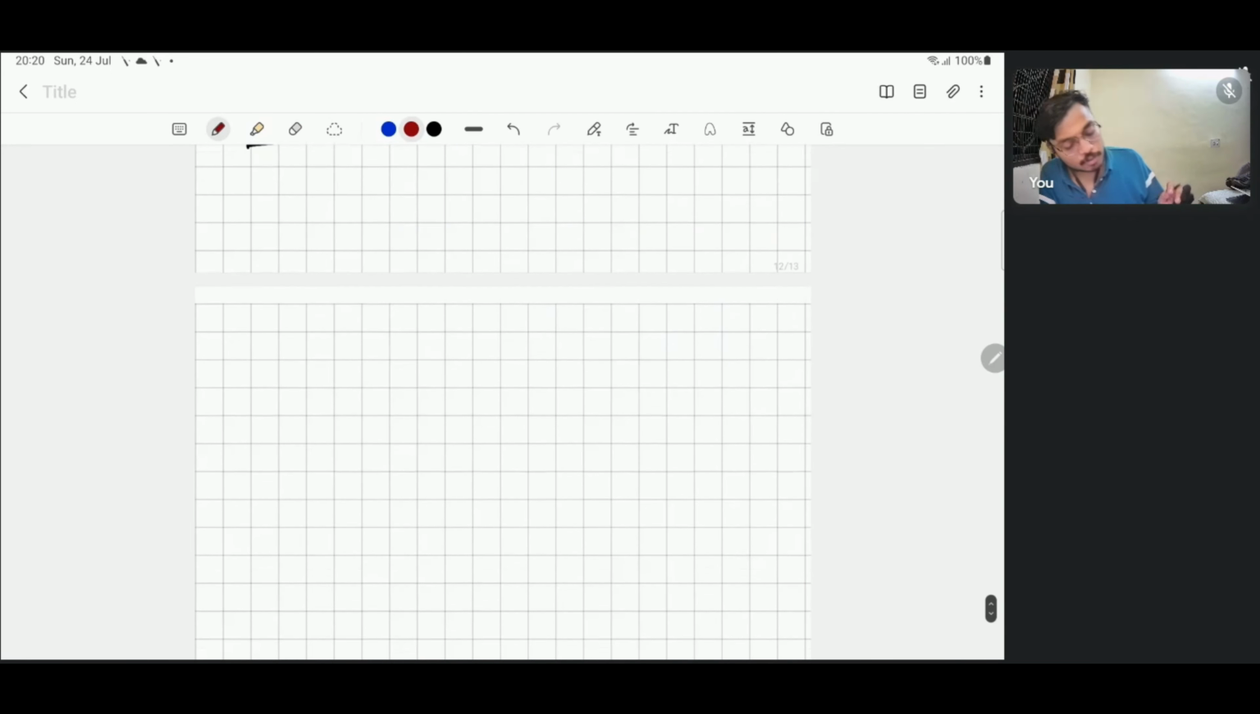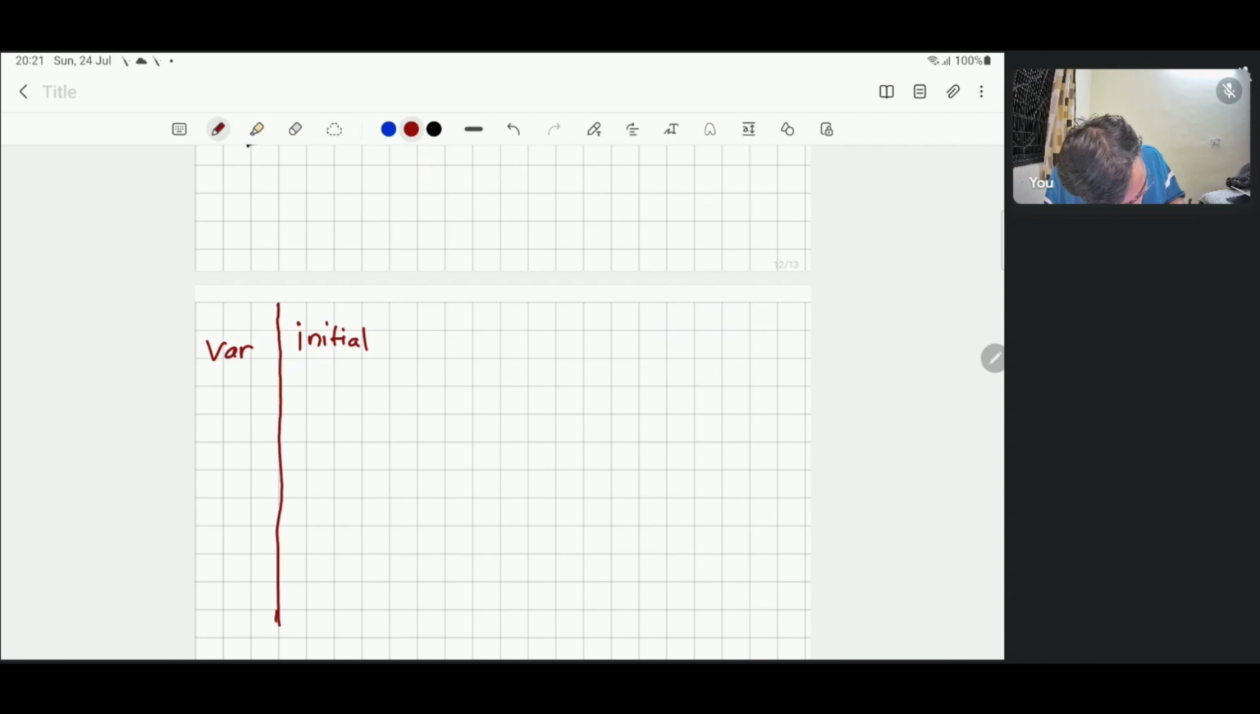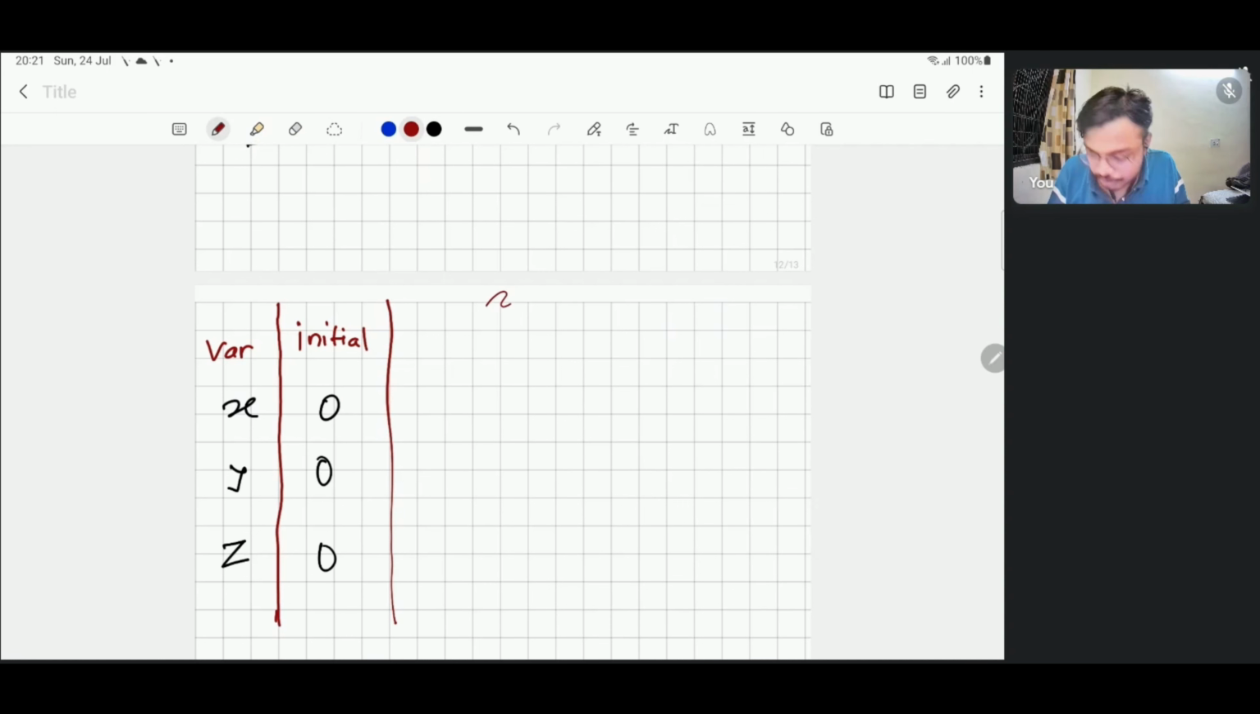So now we can do further iterations by making a table. Consider this table with the variables, the initial value, and the number of iterations. We will make a table for the values of x, y, z. The initial value is 0 0 0 as we have taken. Then we will calculate the value for each iteration.